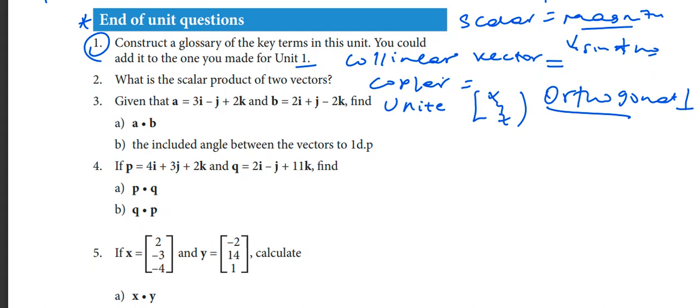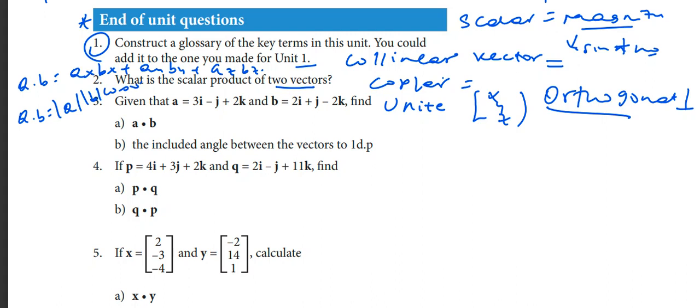Number 2, what is scalar product of two vectors? The scalar product of two vectors is given by a dot b, which is ax bx plus ay by plus az bz. Or the scalar product a dot b is given by the magnitude of a and magnitude of b times cosine theta.